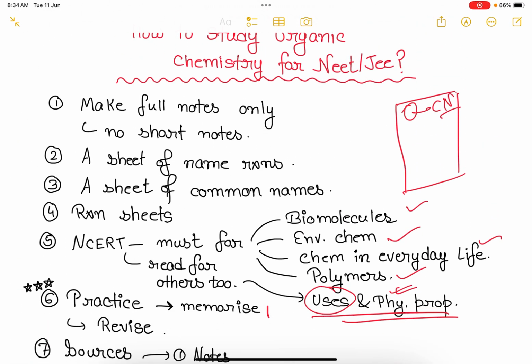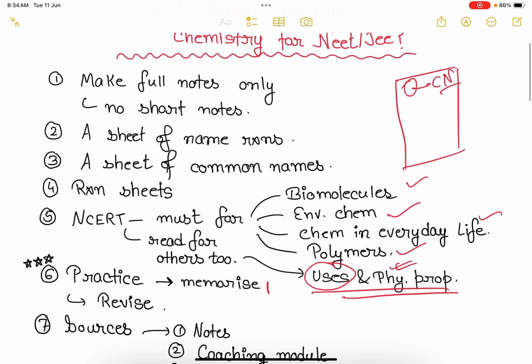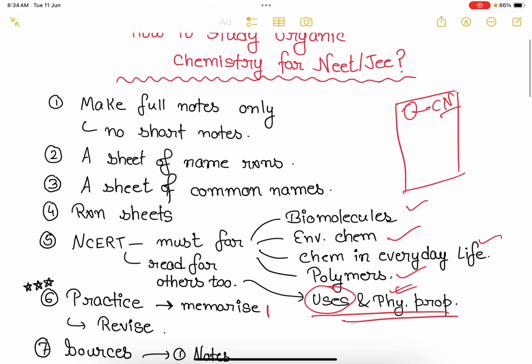The first point was, do not make short notes, make full notes with each and every technique or short trick that the teacher is telling you, and I will be sharing those with you one by one. The second point is the sheet of named reactions. The third one is a sheet of common names, and the fourth one is a reaction sheet. These are the four things that you have to prepare to make organic chemistry super easy.